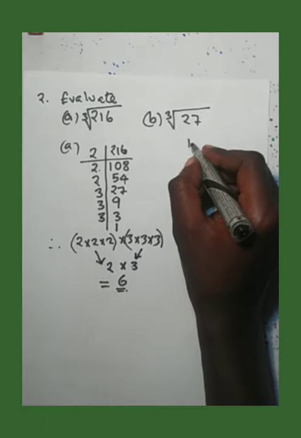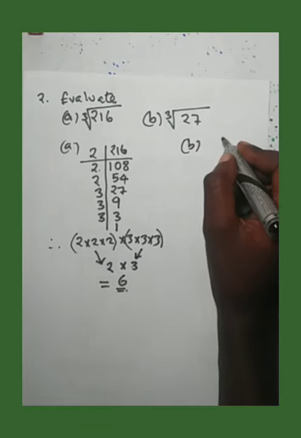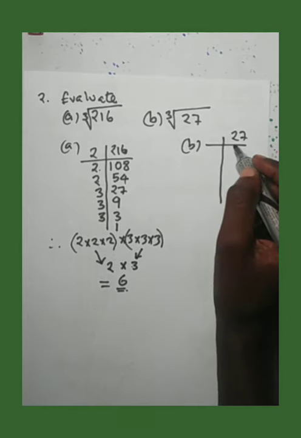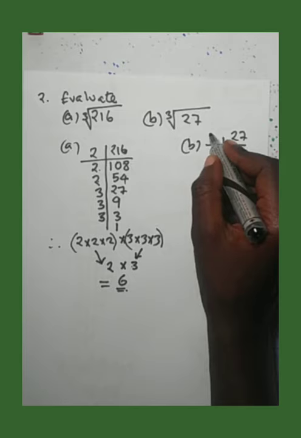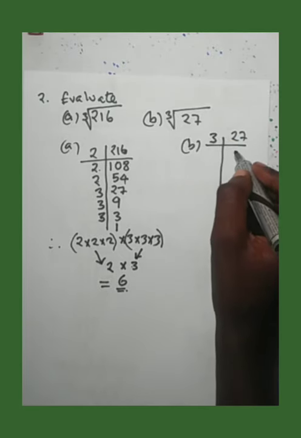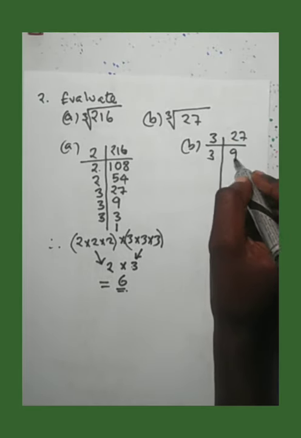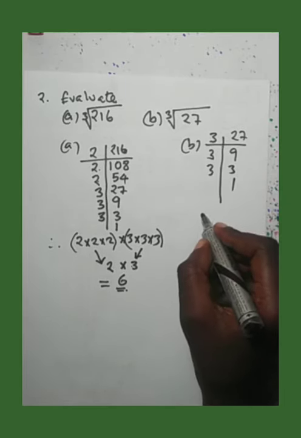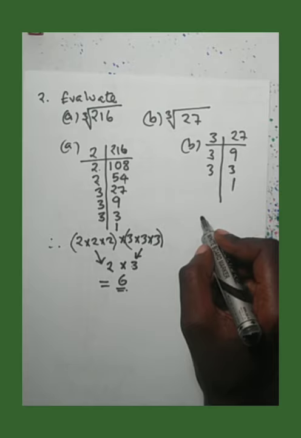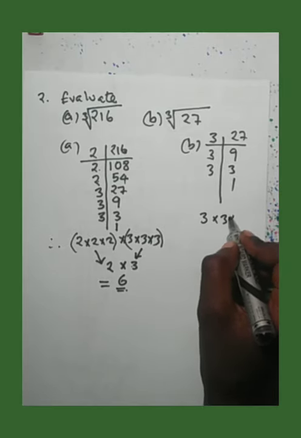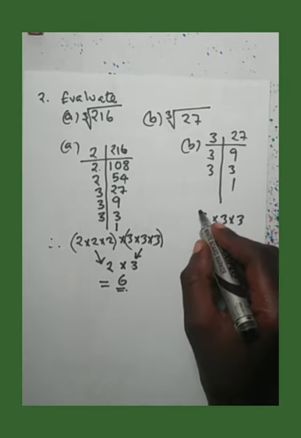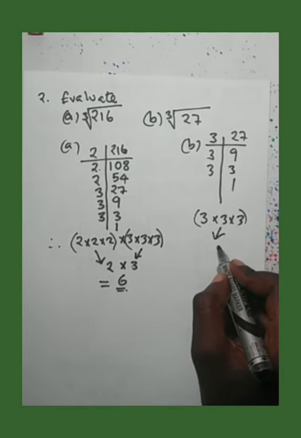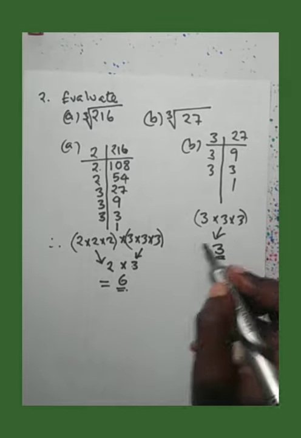And then for part B, the cube root of 27, so we'll draw here, we'll put the 27 there. So the smallest number that can go into 27 is actually 3. So 3 into 27 is 9. Again, 3 into 9, you have 3. 3 again into 3, you have 1. And so as a product, 27 as a product of its prime factors, we have 3 times 3 times 3. Okay, and so since there's only one group, we just get one number from there. And therefore, the cube root of 27 is 3.